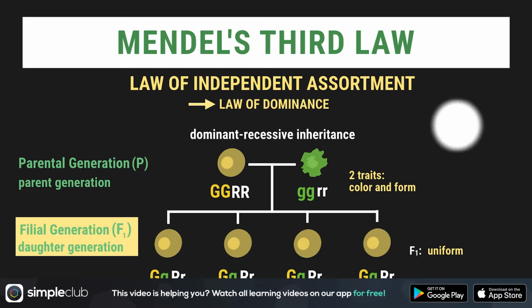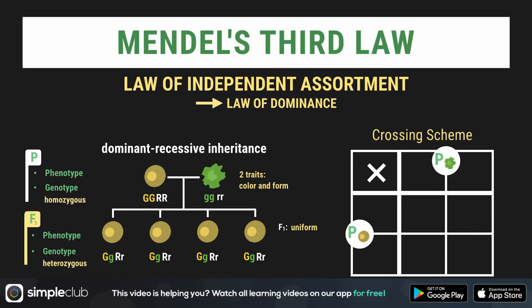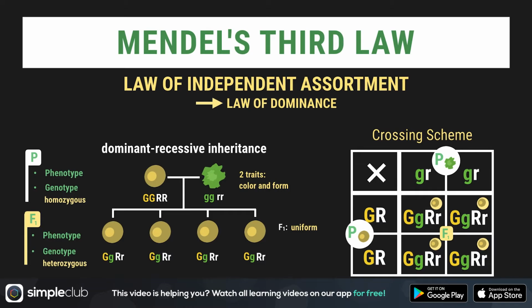Now we will abbreviate the characteristics. A capital G for the dominant feature yellow, a lowercase g for the recessive trait green, a capital R for a round form, and a lowercase r for the wrinkled form. The Punnett square shows the process again. The yellow round peas have the genotype 2 capital G's, 2 capital R's. That results in two alleles with capital G, capital R. They are crossed with the green wrinkled peas, which have the genotype lowercase g, lowercase g, lowercase r, lowercase r. That makes two alleles with lowercase g, lowercase r. The result is a single, uniform pea. A yellow pea with the genotype capital G, lowercase g, capital R, lowercase r.